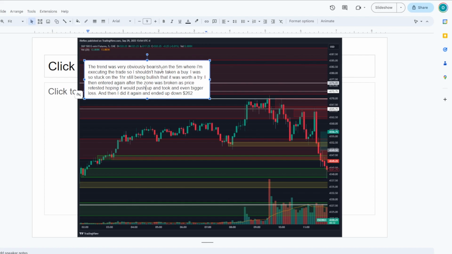So the trend was very obviously bearish on the 5 minute where I'm executing the trade, so I shouldn't have taken a buy. I was so stuck on the 1 hour still being bullish that I thought it was worth a try. I then entered again after the zone was broken as price retested, hoping it would push up, and took an even bigger loss. And then I did it again and ended up down $262.